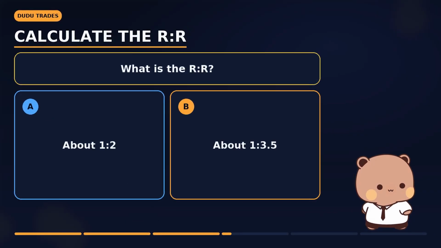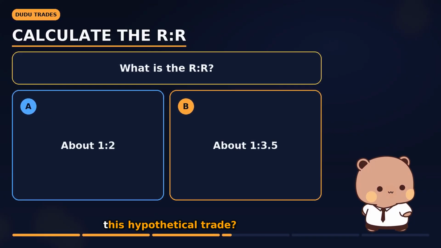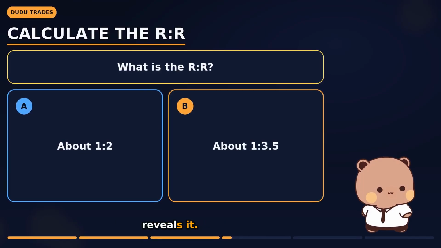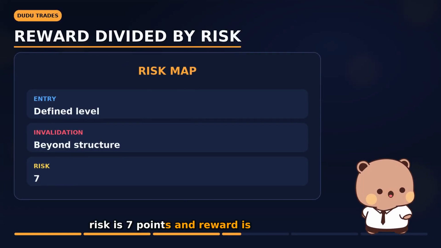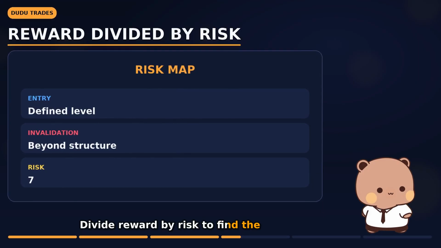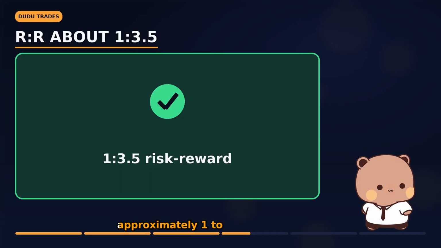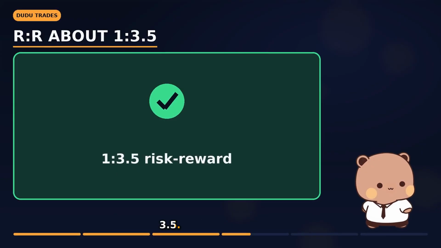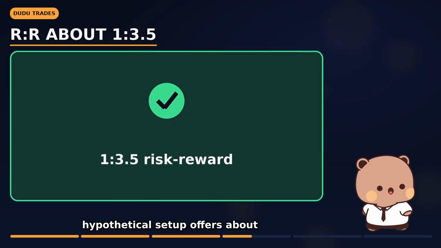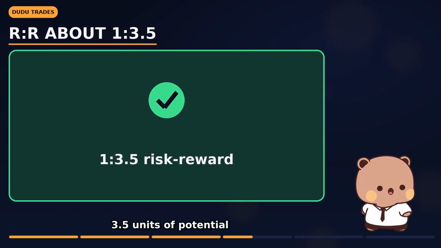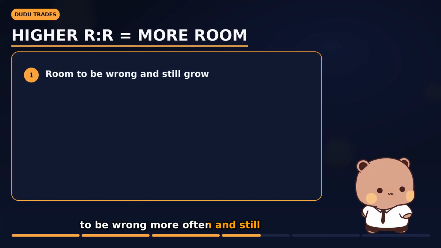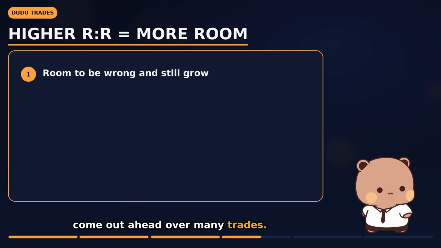Second prediction. What is the risk-reward ratio on this hypothetical trade? Pause and calculate before DUDU reveals it. Clue. Risk is 7 points and reward is 25 points. Divide reward by risk to find the ratio. Answer. Approximately 1 to 3.5. For every 1 unit risked, this hypothetical setup offers about 3.5 units of potential reward. A higher ratio may give you room to be wrong more often and still come out ahead over many trades.